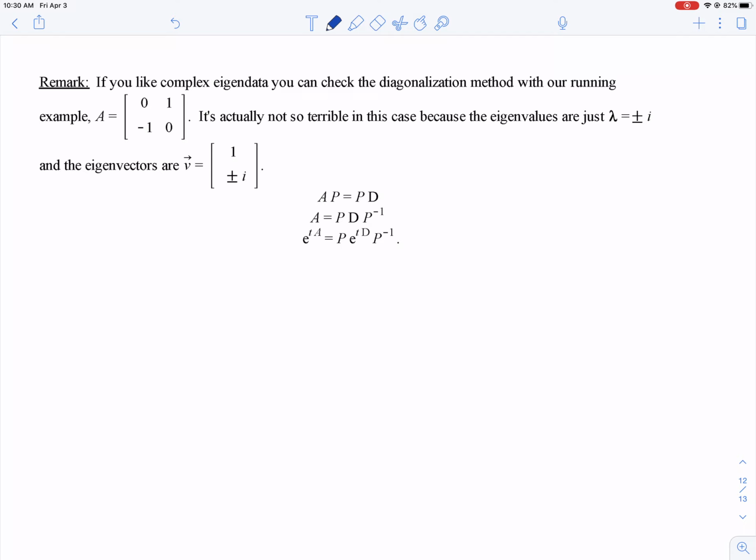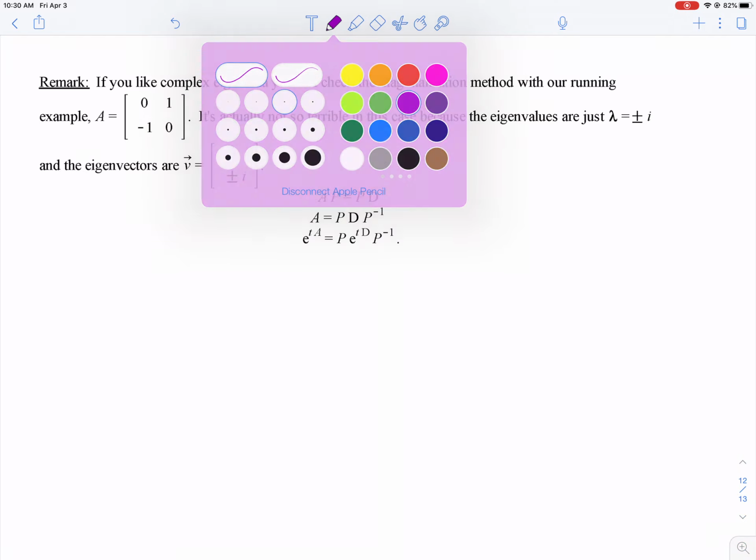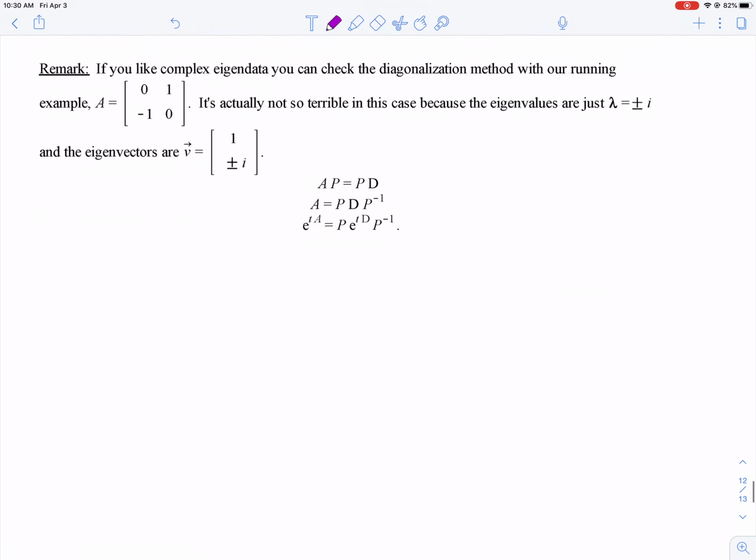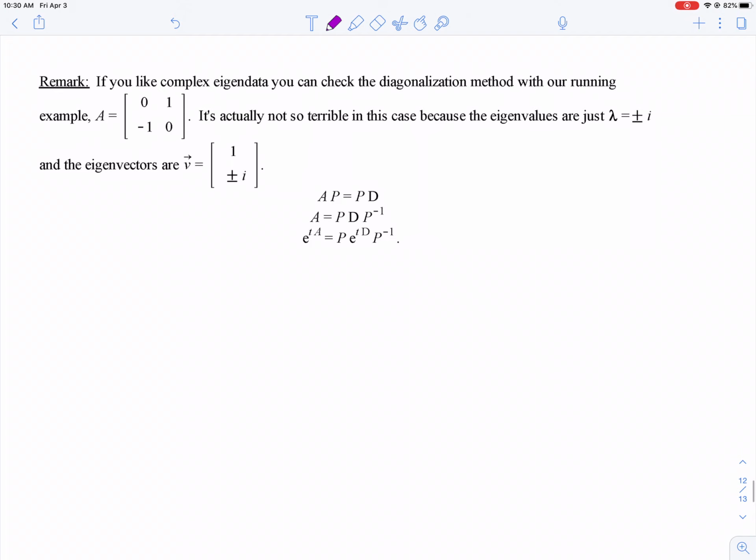Yeah, so this is a fun exercise. I meant to have it filled in before I made the video, but it's in our post notes, so you could actually check this. Let me just write out what you'd be checking. For our running example, the eigenvalues are plus or minus i. You can take eigenvectors to be (1, plus or minus i).